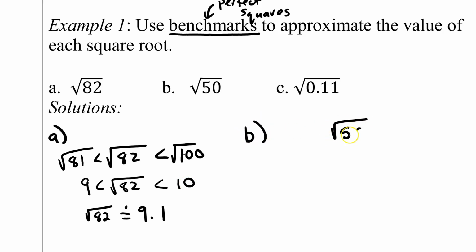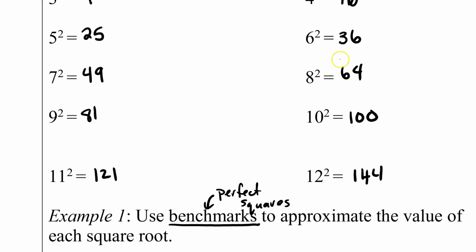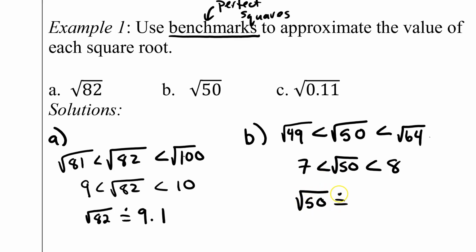Let's use this method for the square root of 50. So I'm saying that the square root of 50 is between the square root of 49 and the one that's above it, so the square root of 49, and the one above it is 64. So that means that the square root of 50 is somewhere between 7 and 8. 50 is closer to 49 than it is to 64. So if I were to write this out, the square root of 50 equals approximately 7.1. I'm just saying that because 50 is closer to 49.